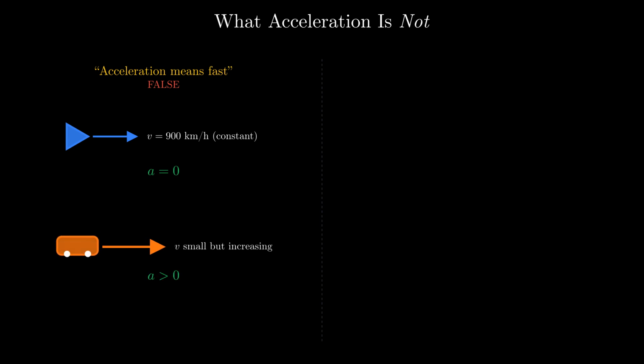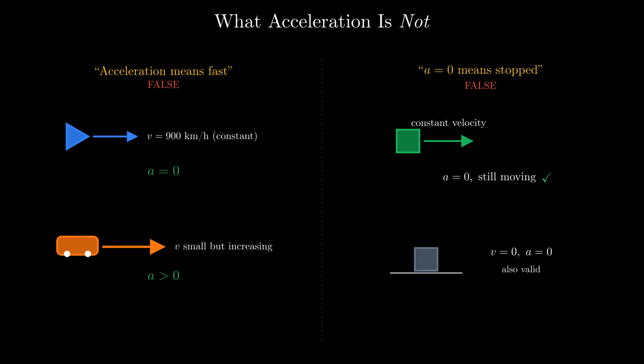A common misconception: acceleration means going fast. It does not. Acceleration measures how velocity changes, not how large velocity is. A jet cruising at a steady 900 km per hour has zero acceleration. A car pulling away from a stoplight accelerates strongly despite moving slowly. Equally important, zero acceleration does not mean the object is stationary. It means velocity is constant. The object can move at any speed. As long as that speed doesn't change, acceleration is zero.